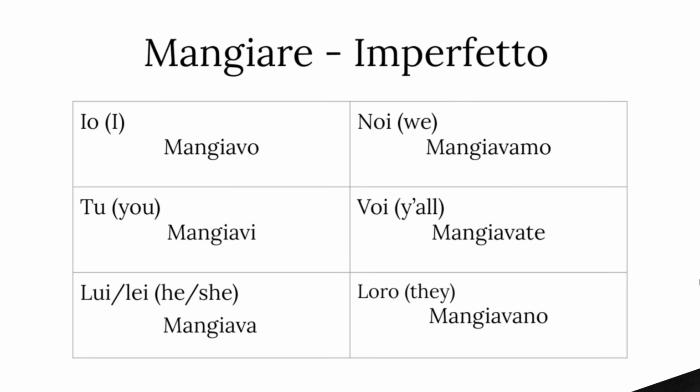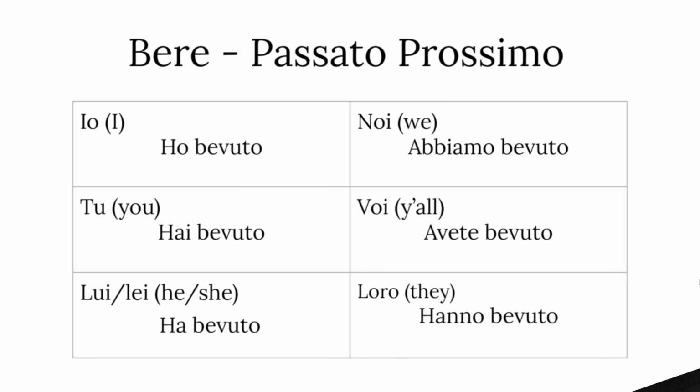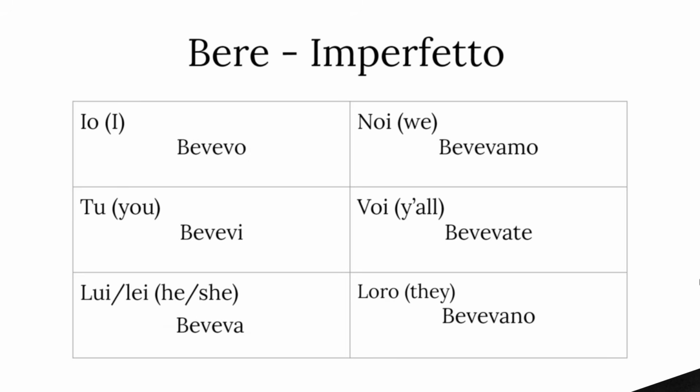Okay? Another verb, bere. We have done to eat, no, so let's do to drink as well. Io ho bevuto, tu hai bevuto, lui, lei ha bevuto, noi abbiamo bevuto, voi avete bevuto, loro hanno bevuto. I think now you start to understand how it works. Imperfetto.